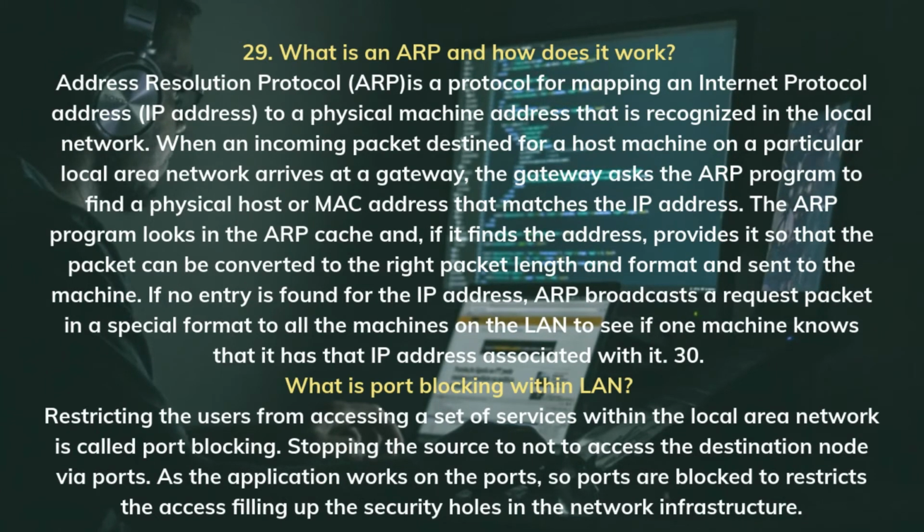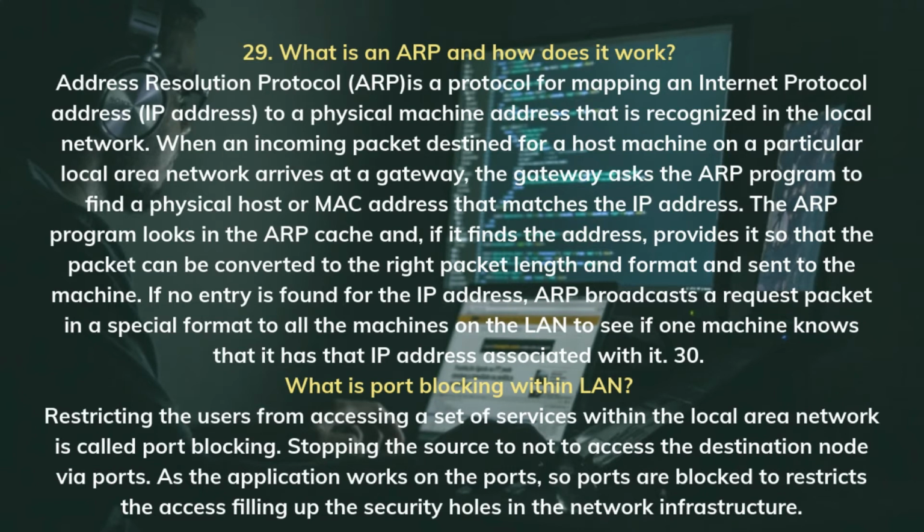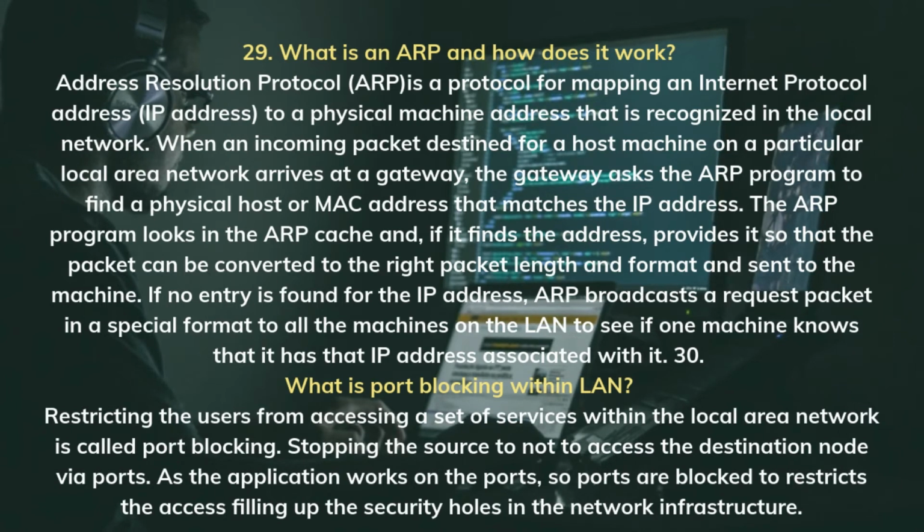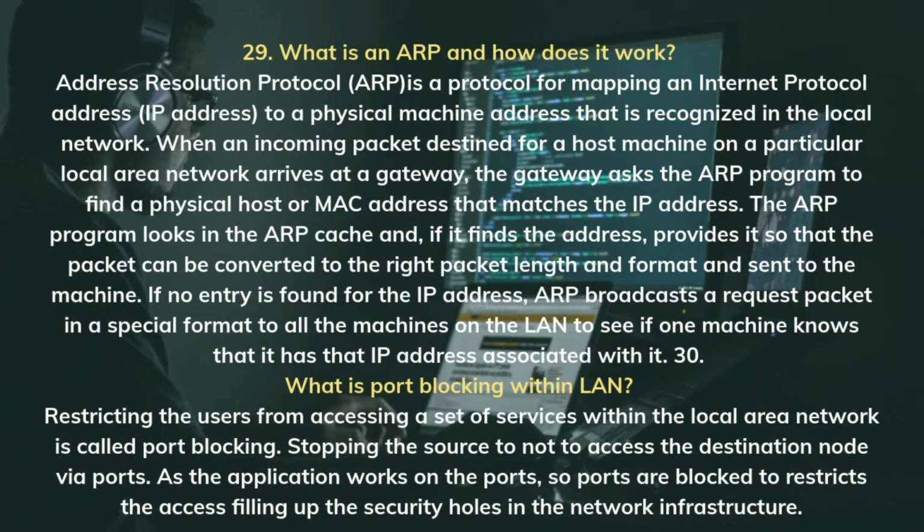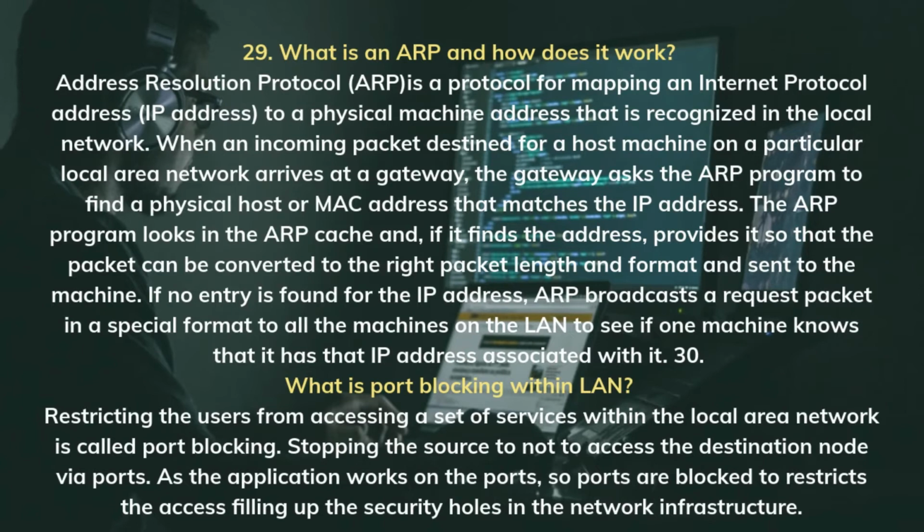When an incoming packet destined for a host machine on a particular local area network arrives at a gateway, the gateway asks the ARP program to find a physical host or MAC address that matches the IP address. The ARP program looks in the ARP cache and, if it finds the address, provides it so that the packet can be converted to the right packet length and format and sent to the machine. If no entry is found for the IP address, ARP broadcasts a request packet in a special format to all the machines on the LAN to see if one machine knows that it has that IP address associated with it.